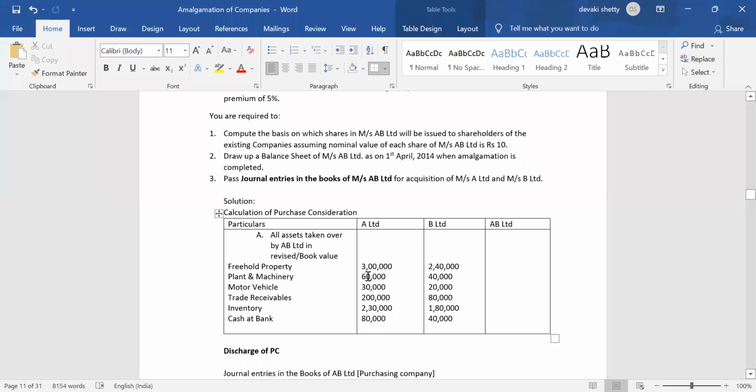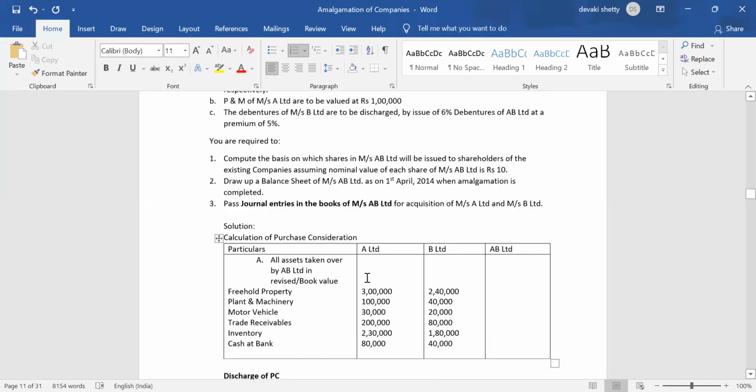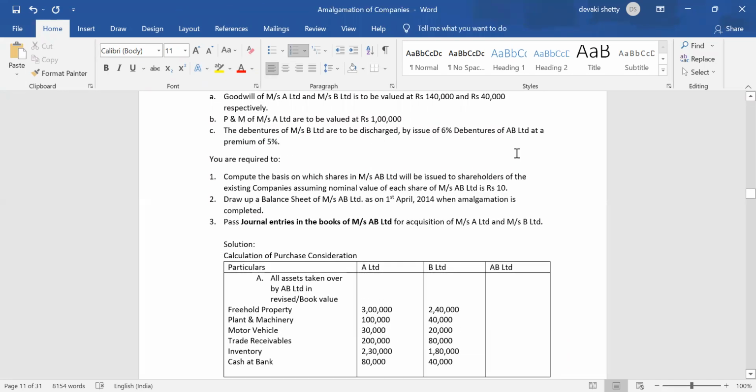Now plant and machinery new value is given, 1 lakh. Here plant and machinery of A Limited are to be valued at 1 lakh. Now goodwill new value is given. Let us write that value. One lakh 40 and 40,000.